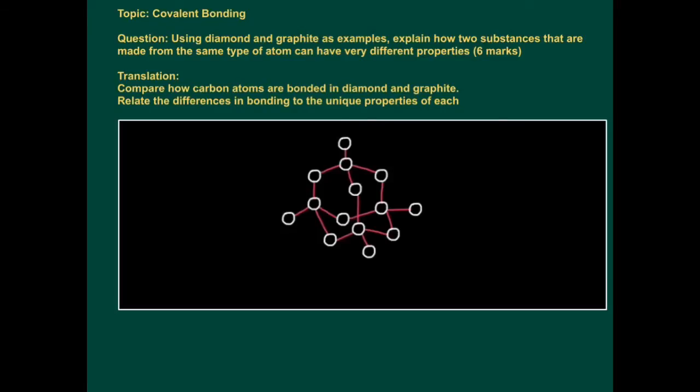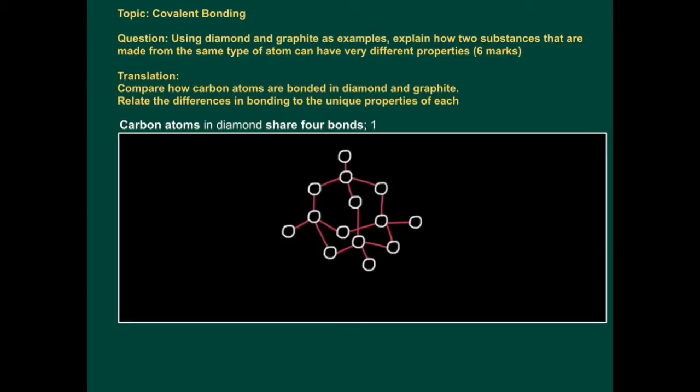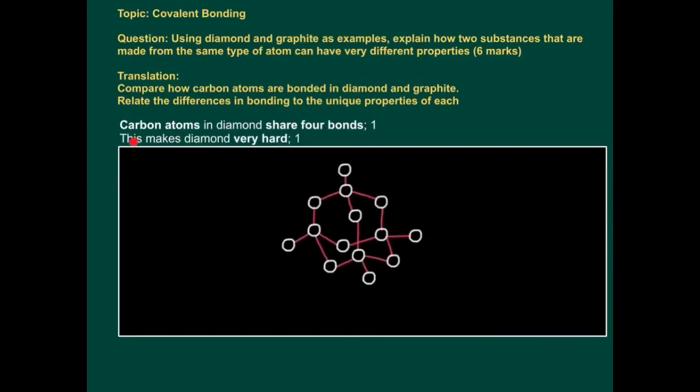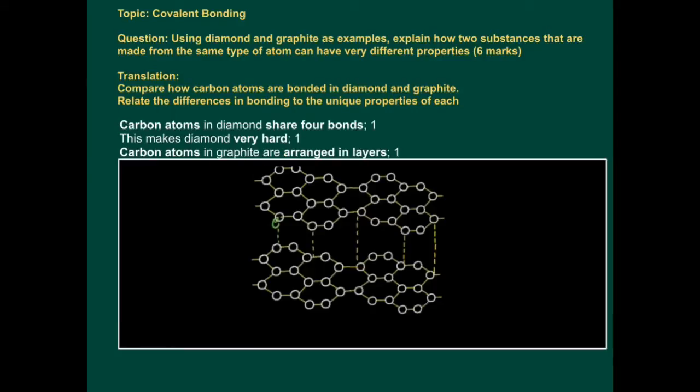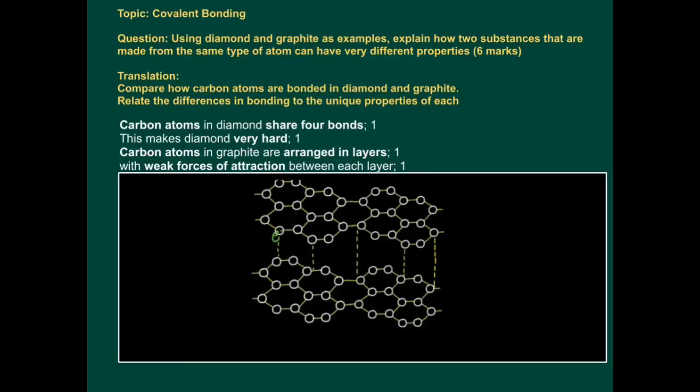So they're both made from carbon atoms, but in diamond, carbon atoms share 4 bonds. 1, 2, 3, 4. This structure would continue going on and on and on. This makes diamond very hard. Carbon atoms in graphite are arranged in layers, and there are weak forces of attraction between each layer. So this describes the structure of graphite.